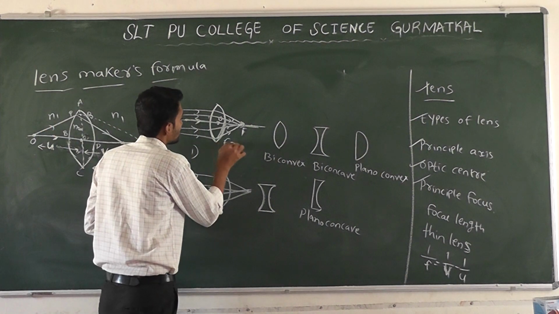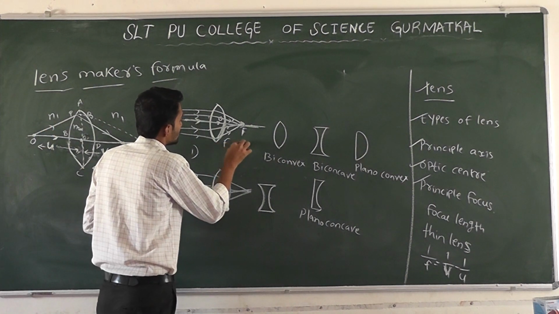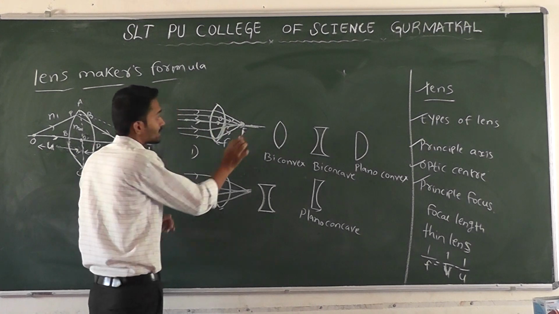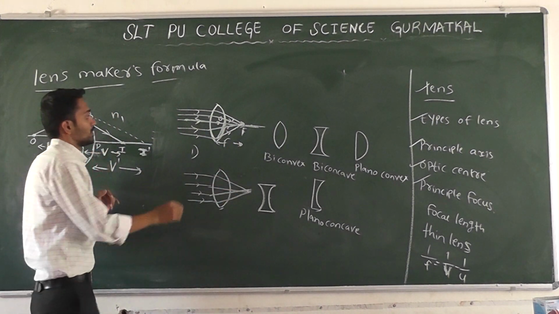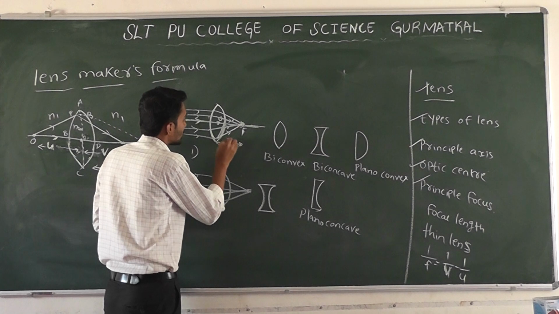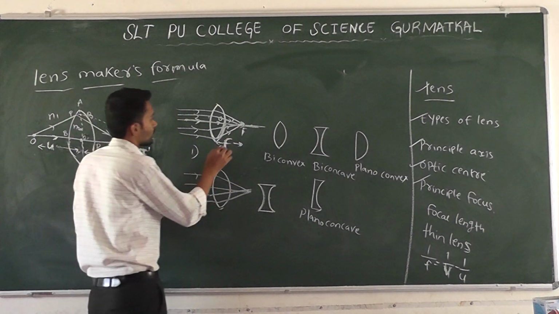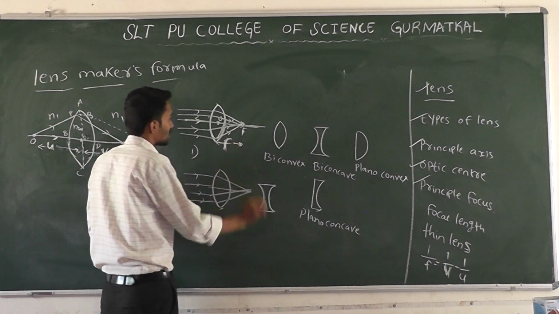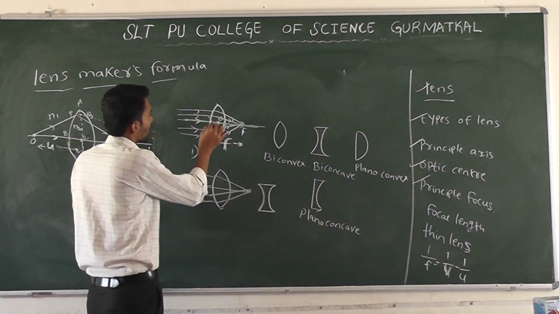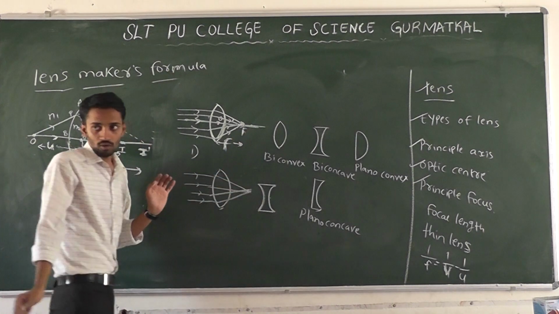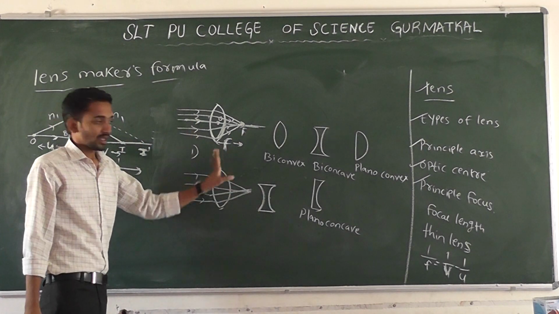Next, the distance between the optic center and the principal focus is called the focal length, denoted by small f.